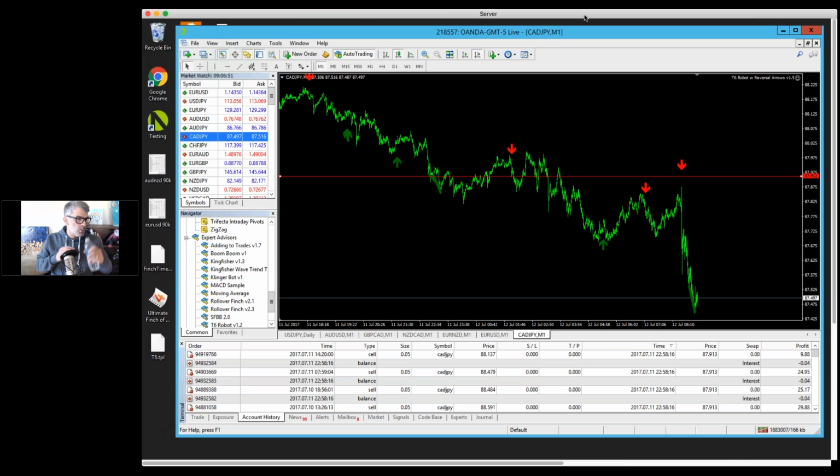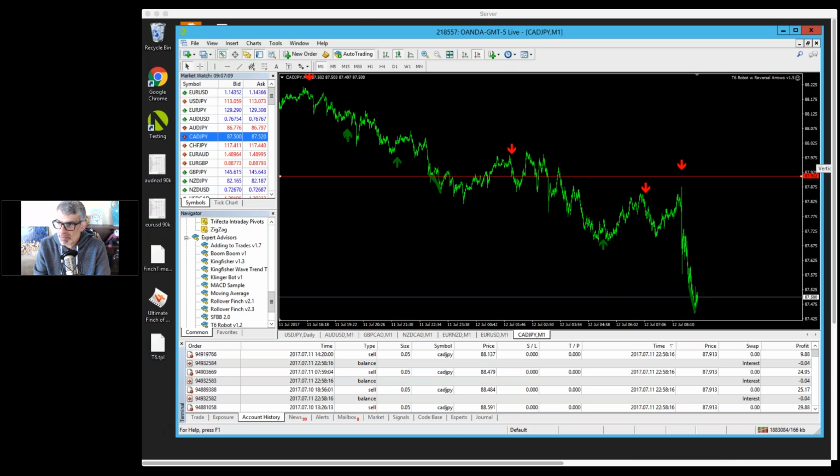Another thing you could do is change the currency pair of the robot, or change the time frame of the robot while it's running. Yeah, that's true, absolutely. These are really good points. Very, very good to see here.